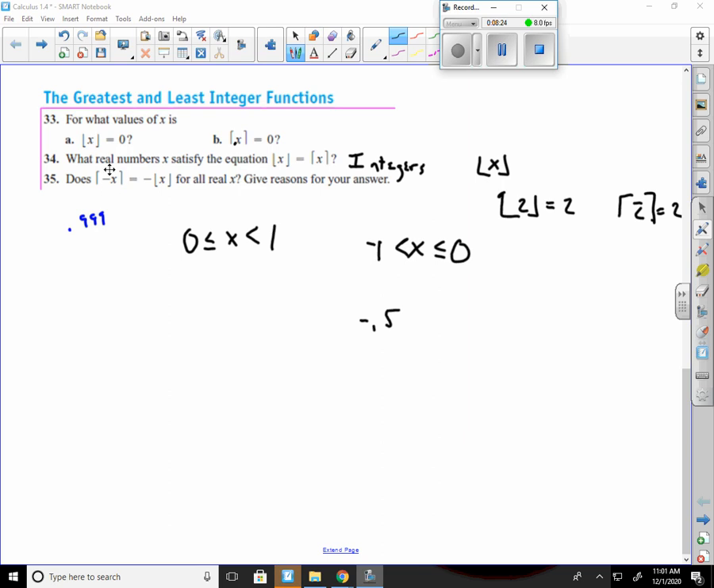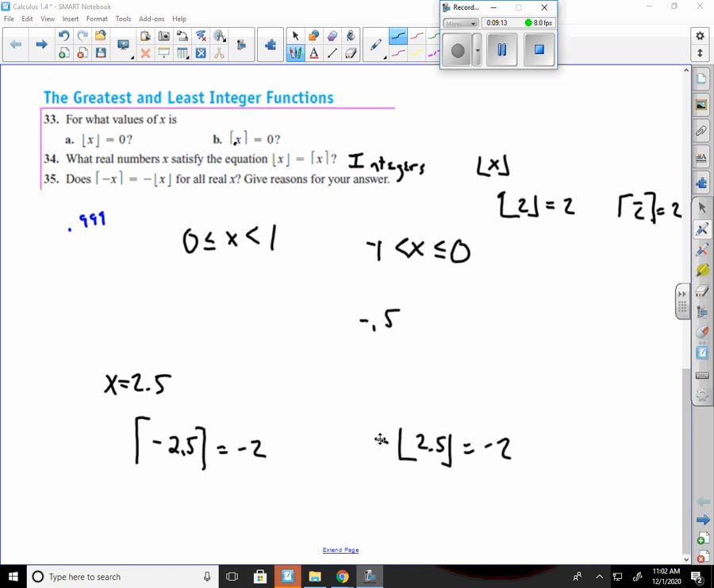Number 35, does the ceiling function of negative x equal negative floor function of x for all real x? So let's just put some numbers in right away to see. If I say my x is 2.5, just so we get to that point, then my ceiling function of negative 2.5 is equal to negative 2. Then my floor function for 2.5 is 2, and I have the negative in front of it, so that would also be negative 2.